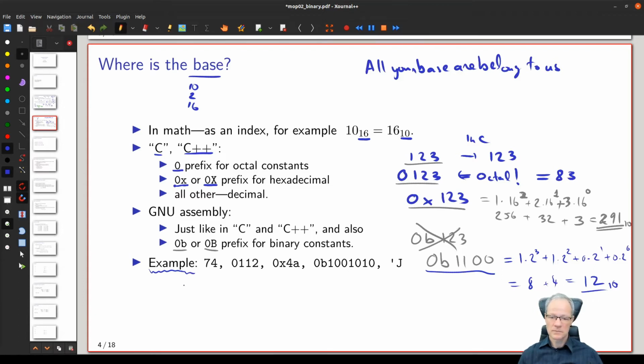Which system do we convert it to? Decimal? Yes, to decimal. Right now, as humans, we are the most comfortable with using the decimal system. All right. So I'd like you to do 74. Well, I can do that one for you. 74 is a decimal number, so therefore the value for it is going to be 74. Now 0112, what system is that?